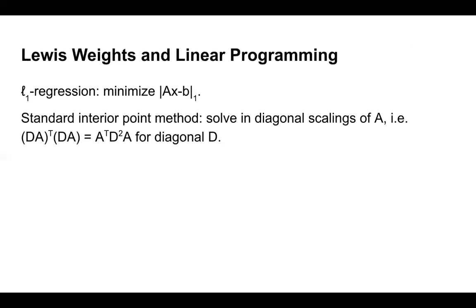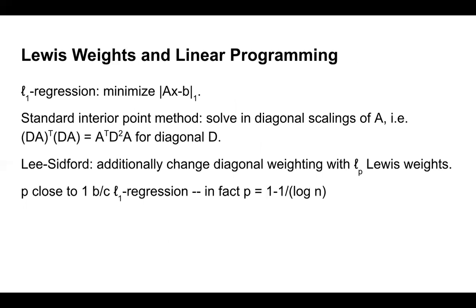To understand why we take P close to 1, recall that the problem we're solving is ℓ1 regression. A standard interior point method solves diagonal scalings of A, in other words, A transpose D squared A for diagonal matrices D. What the Lee-Sidford algorithm says is that instead of using these naive diagonal scalings, we're going to additionally reweight it with the L1 Lewis weights to better capture the structure of the AX 1 norm. We take P close to 1 because the problem is ℓ1 regression, and formally, we have to take P slightly less than 1 to get the analysis to work out properly.